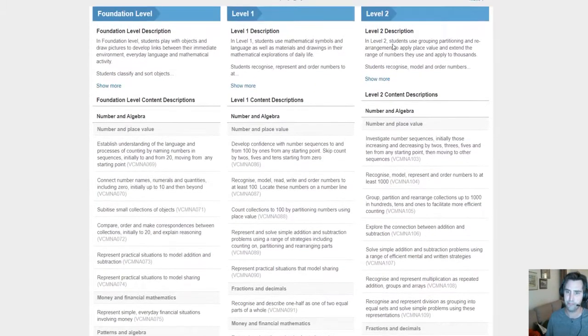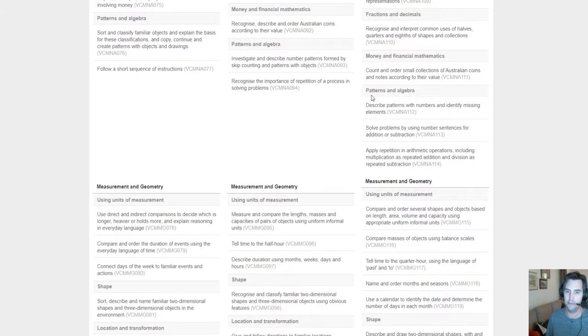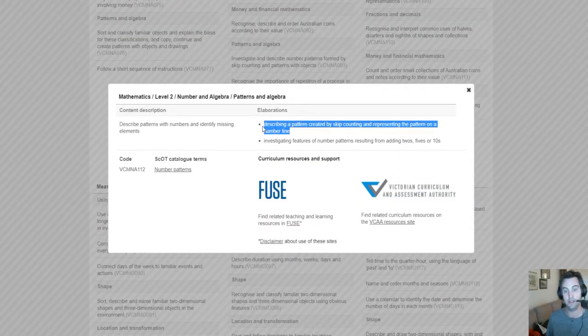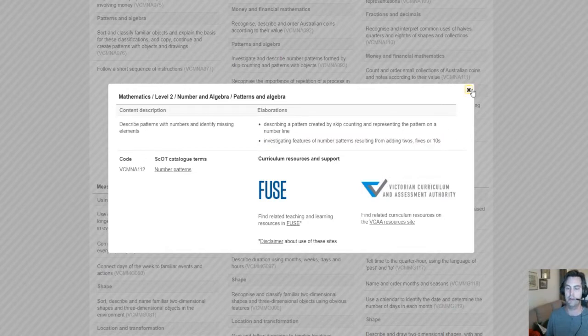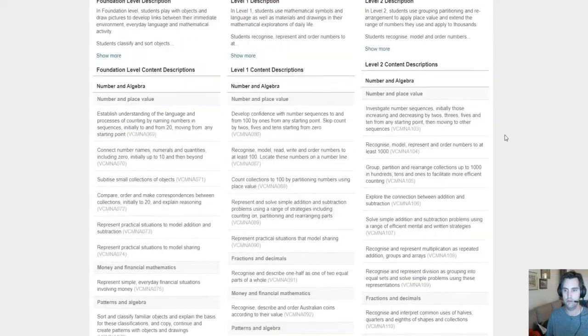Okay, year 2. So the year 2 level descriptors for patterns in algebra. Describe patterns with numbers and identify missing elements. So this is probably sounding a little more familiar to some of you. So describe a pattern created by skip counting and represent the pattern on a number line. We haven't looked at number lines much yet. We will. And investigate features of number patterns resulting from adding 2s, 5s, or 10s. There you go. Your child may be at that level. They may be a little bit below. They may be a little bit above. That's all good. That's fine.